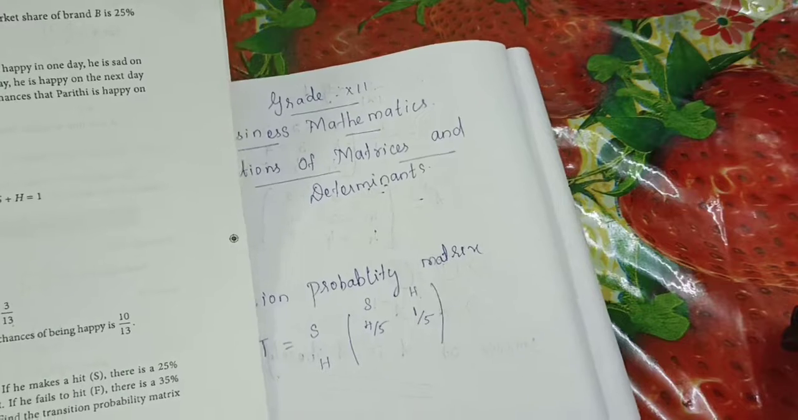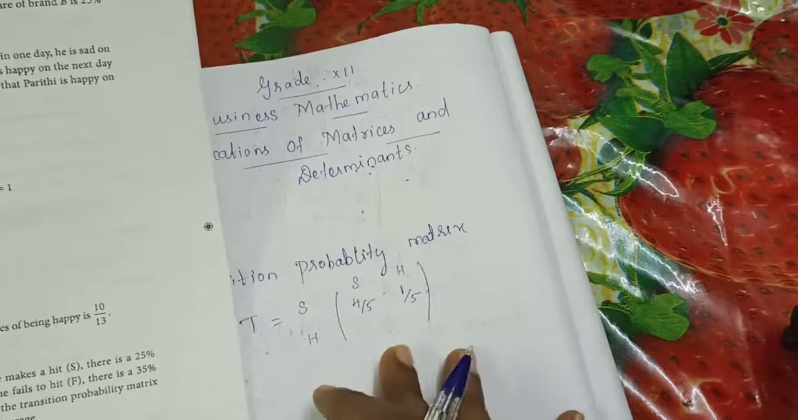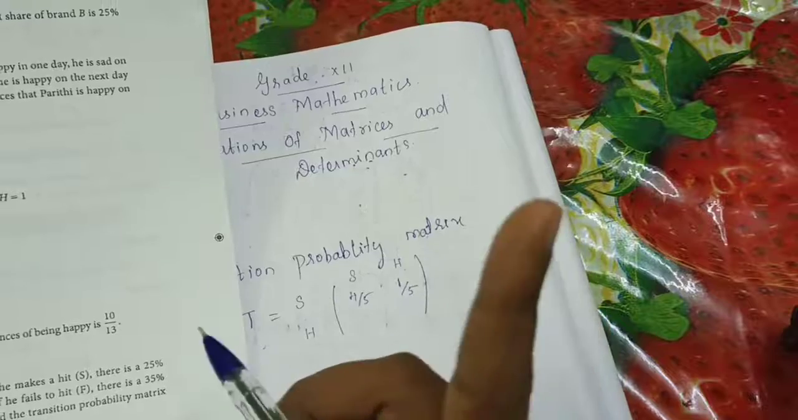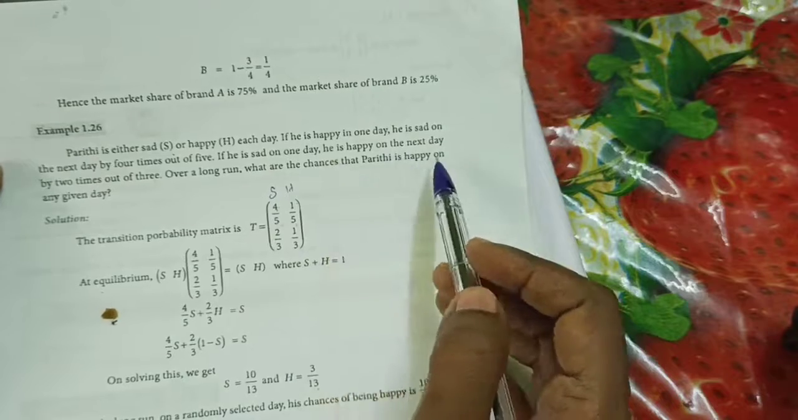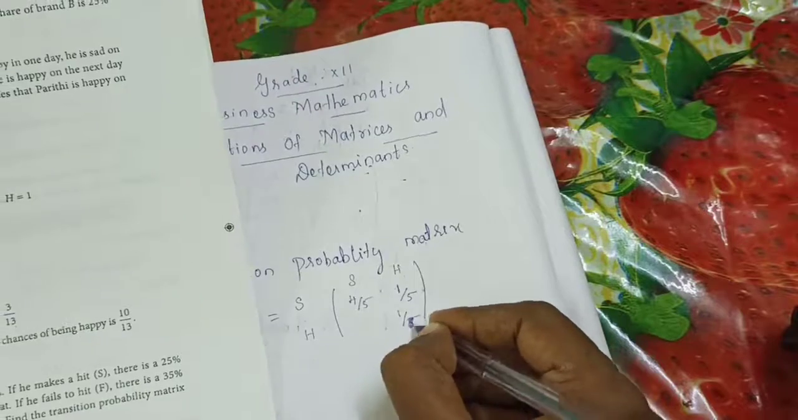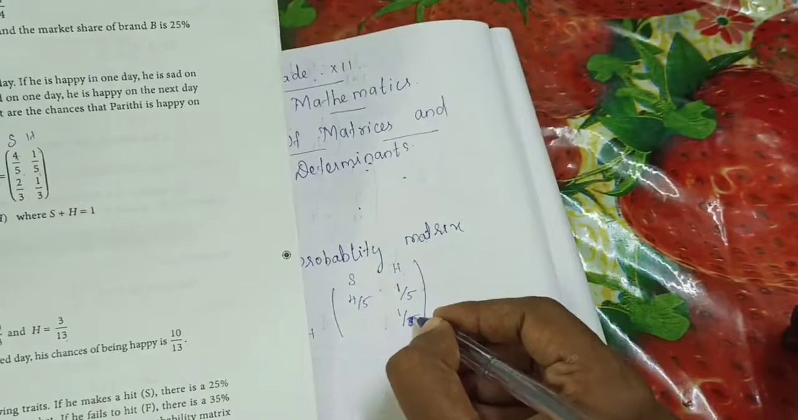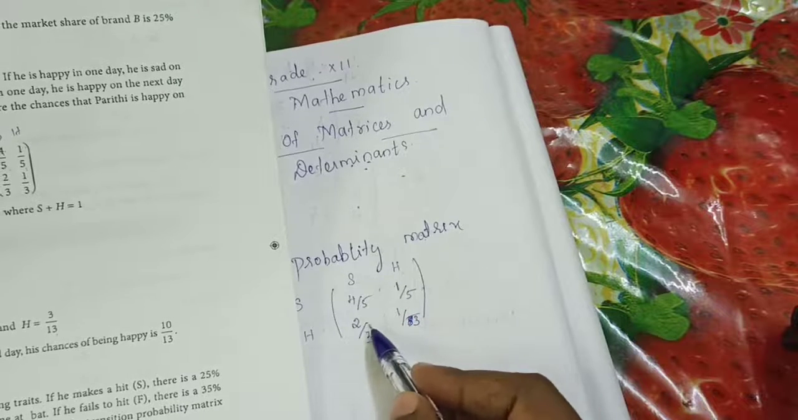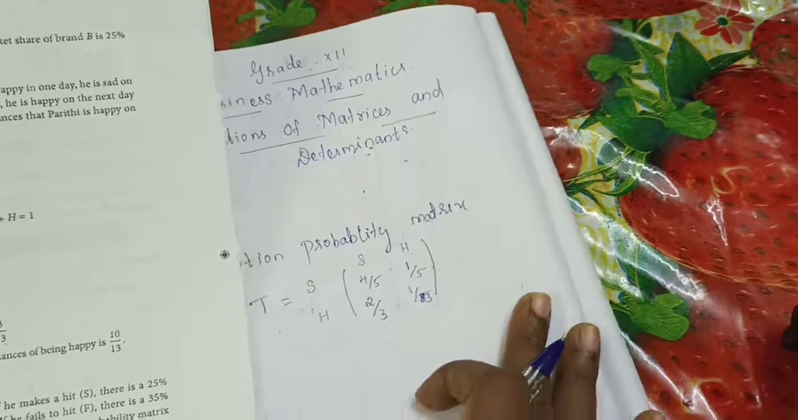Understand? I said that if you add row wise or column wise, the answer must be 1. That's the condition in a transition probability matrix. Now check it: 4 plus 1 is 5, 5 divided by 5, what's the answer? 1. So that's correct. Then the next one: if he is sad on one day, he is happy on the next day 2 times out of 3. It's not 5, it is 3. So 2 by 3, and the other is 1 by 3. 2 by 3 plus 1 by 3 means 3 by 3, which is 1. So this is our transition probability matrix.